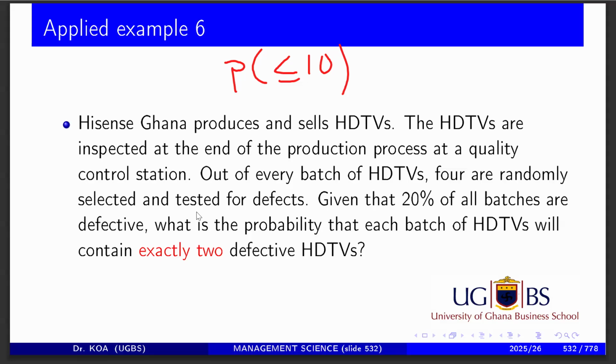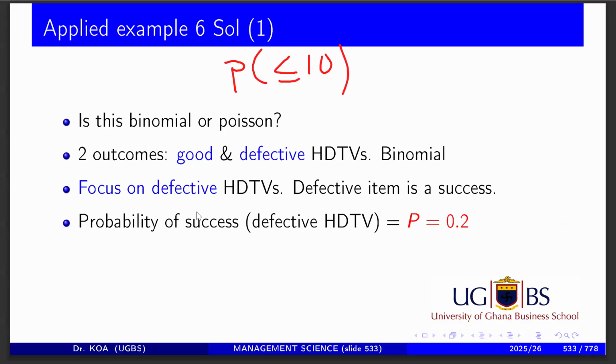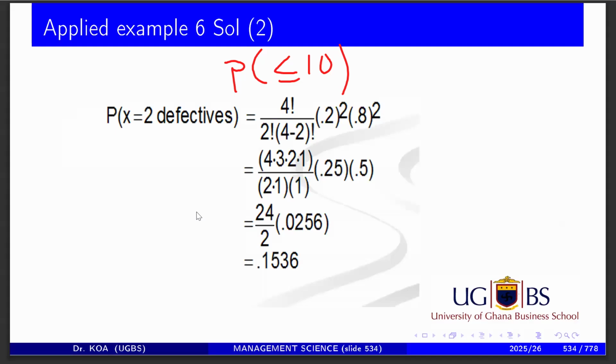Okay. So this is a pure binomial. Exactly 2 means x is equal to 2. So you substitute that and find that x is equal to 2. Your probability of success is 20%, and n is 4. So you write this into the binomial formula and you will get 15.3%. Do you all get it? If you don't understand, let me know.